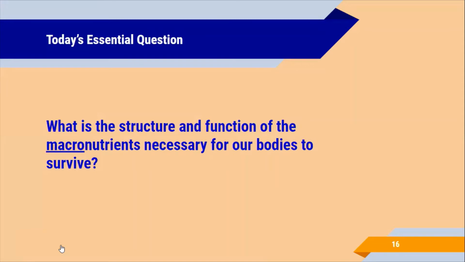Today's essential question: what is the structure and function of the macronutrients necessary for our bodies to survive? I wonder why they're called macronutrients. Macro does mean large, micro means small. In the simplest form, macronutrients are the elements in food needed for a person to grow and function.